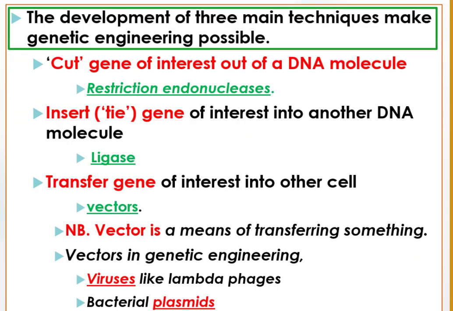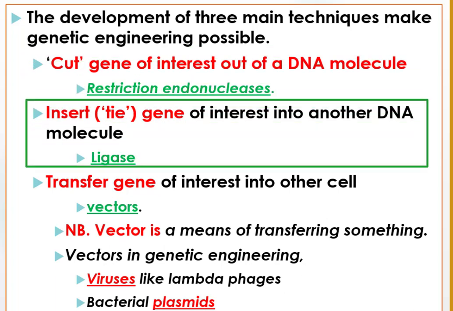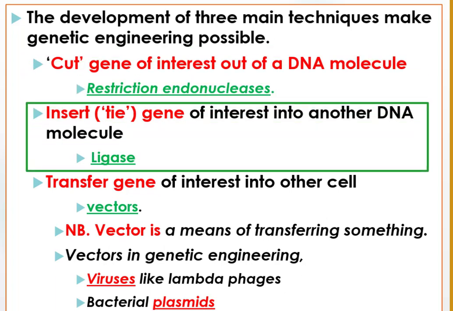The development of three main techniques makes genetic engineering possible. So, what are these three main techniques? The first technique is to cut the gene of interest out of the DNA molecule by using restriction endonuclease enzyme, which acts as a molecular scissor. The second technique is to insert or tie the gene of interest into another DNA molecule, mostly the vector DNA molecule, through the action of ligase enzyme.